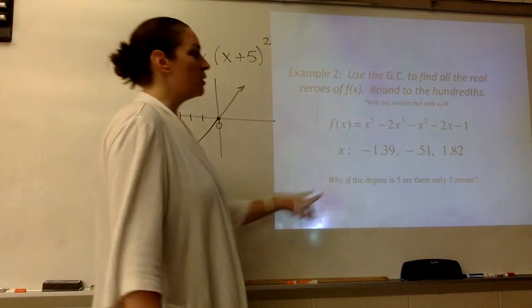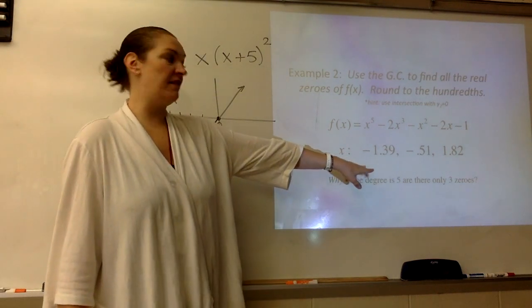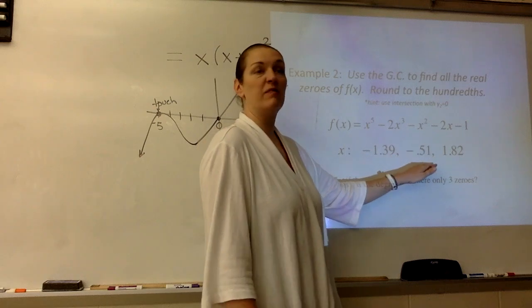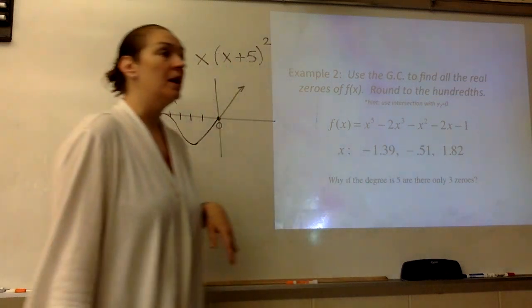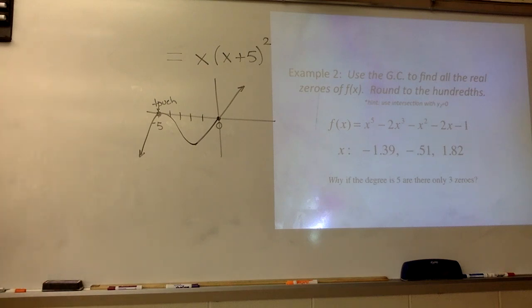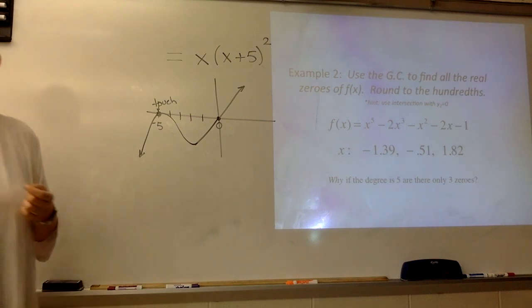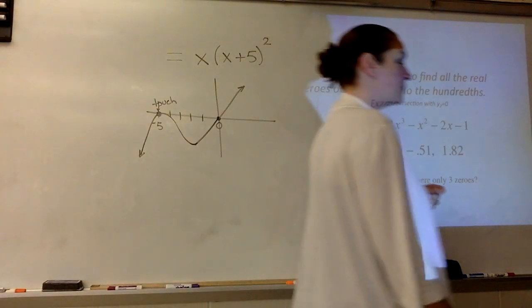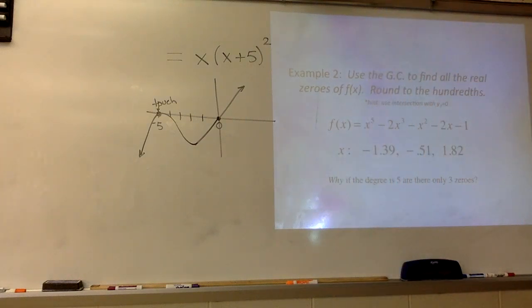All right, so I did ask you a question. The 3 answers you should get are up here from left to right: negative 1.39, negative 0.51, and 1.82. Where is the disconnect between the fact that graphically I only have 3 solutions, but I have x to the 5th? All of them cross. There's 2 possible answers here. What's the problem here? Jordan.